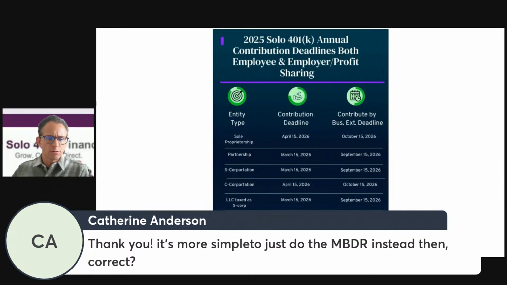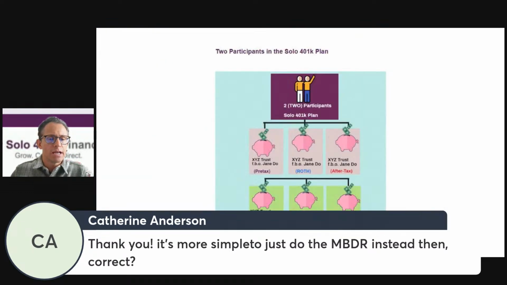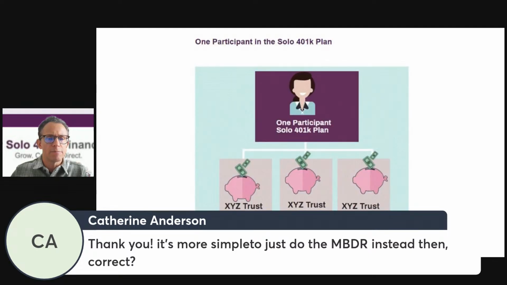It's more simple to just do a mega backdoor instead. That's exactly right. It's simple because with the mega backdoor Roth solo 401k contribution, if you're talking about an S corporation, that's dollar for dollar. It's not percentage based. For instance, if you report a minimum of $70,000 of W-2 wages for your self-employed S corporation, reported on W-2 box one, you're going to be able to contribute that entire $70,000 to the voluntary after-tax solo 401k plan, and then turn around and convert it to the Roth solo 401k plan.